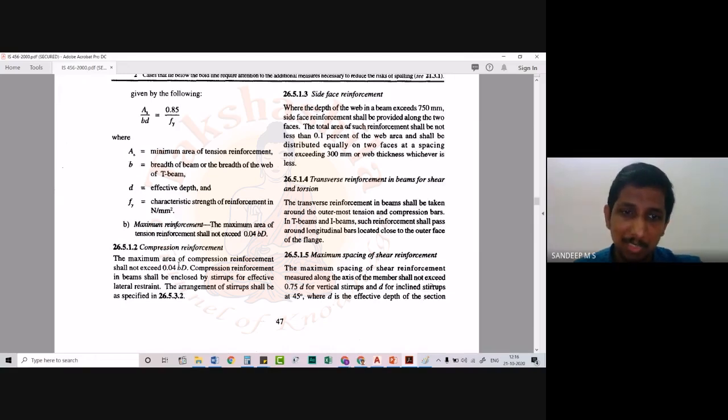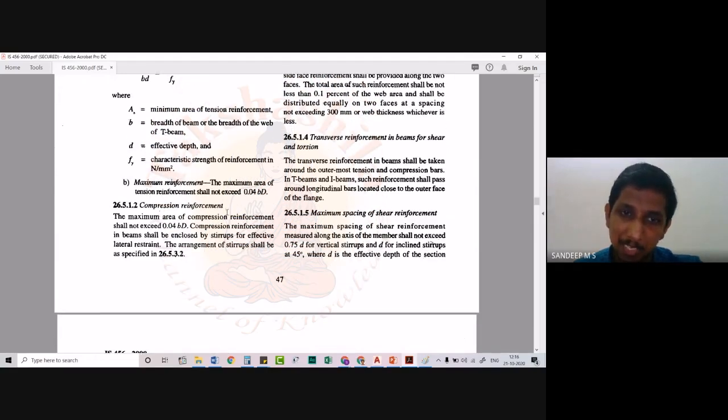Now similarly we have some requirements regarding the compression reinforcement. The maximum area of compression reinforcement shall again not be greater than 0.04 BD in the case of beams. Compression reinforcement in beams shall be enclosed by stirrups, and this is a condition that should be satisfied. Once we have some compression reinforcement, it should be enclosed by stirrups for effective lateral restraint. Sometimes load will be acting in the lateral direction.